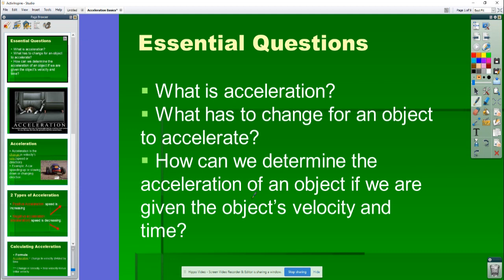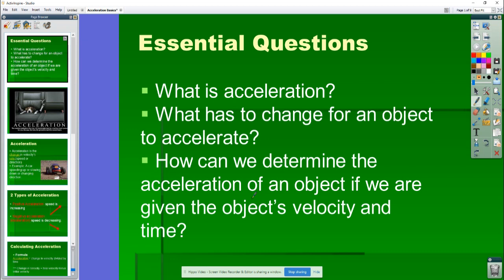So, hopefully, by the end of this short video, you're going to be able to answer the following questions you can see on your screen. What is acceleration? What has to change for an object to accelerate? And how can we determine the acceleration of an object if we are given the object's velocity and time?